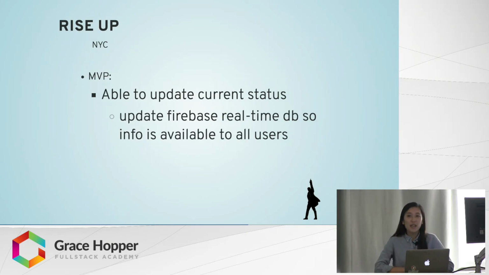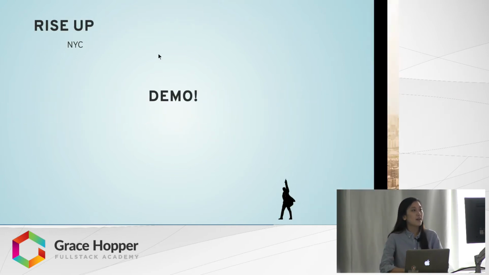So the MVP, the minimal viable product that I wanted, was to be able to update the current status of a station's elevator, and to update the database in real time and have that information be available to all the users. All right, so let's go to the demo.